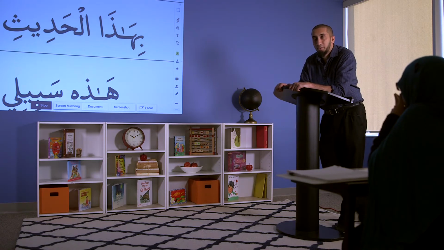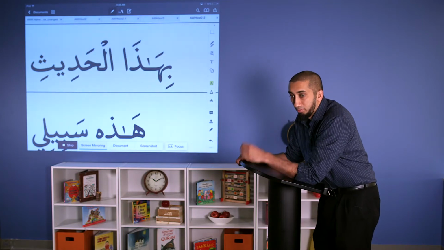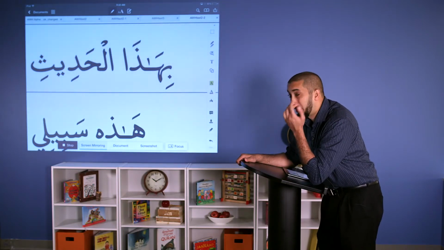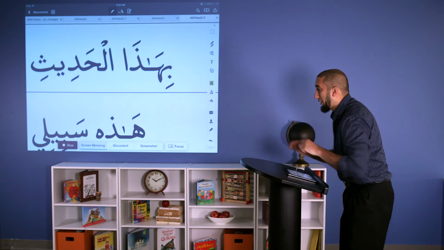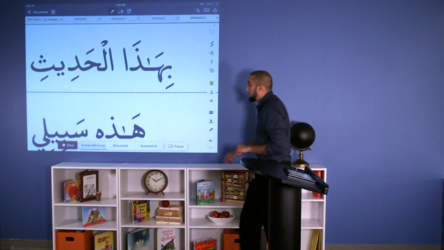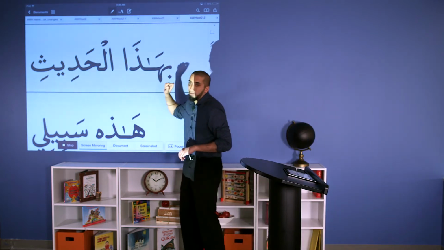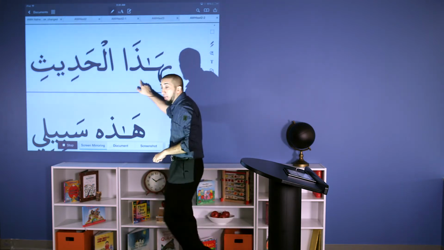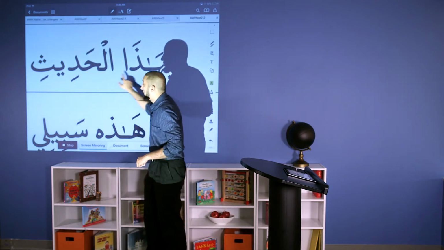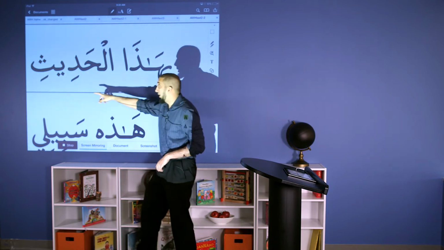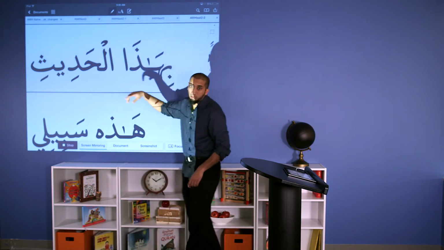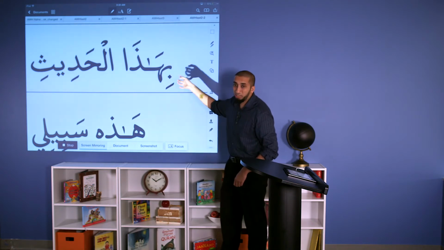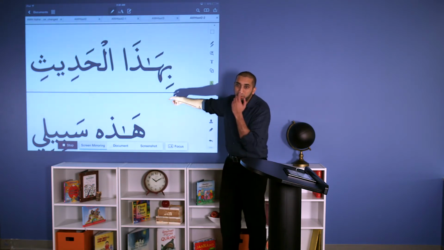Two. Good. What's the first fragment? Bihadha. Good. Jar majroor. And then the second one is ismul ishara and musharun ilayh. Now look, what does ba do to hadha? Jar. Yes, right. And since hadha has a musharun ilayh, the four properties of these two have to match. That's why hadith is jar. So hadha is jar because of ba, and hadith is jar because of hadha. Get it?